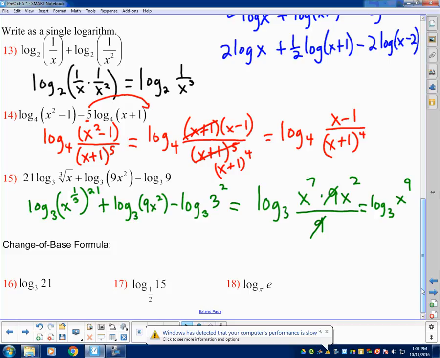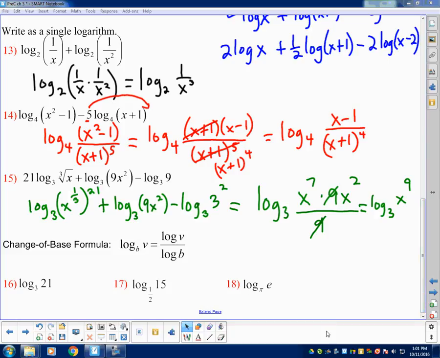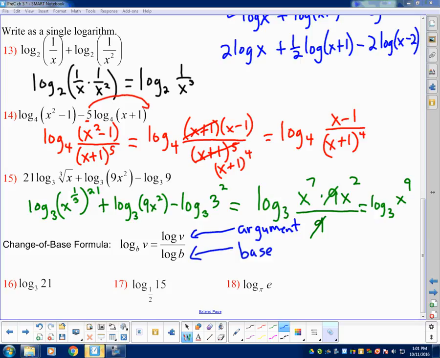Okay. What the change of base formula says here is that log base B of V is equal to log of V over log of B. The way I remember this is that log of the base has to go on the bottom. The base holds things up, right? So it's always log of the base on the bottom and then log of the argument on the top. Argument is what you're taking the log of. So it's log of the argument over log of the base. If you could just remember, the base always goes on the bottom.